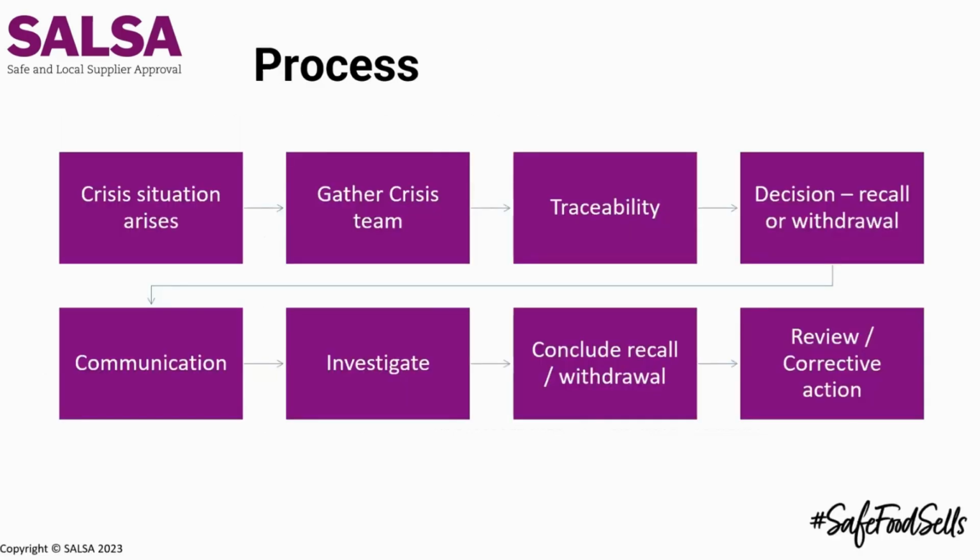From a process side, we have the crisis situation. So obviously the situation occurs, you're gathering your team together, you carry out your traceability exercise. Then you can decide whether you're going to recall or withdraw. You need to do the traceability first to understand whether it's gone to customers or whether it's still in your warehouses, storage and distribution. Communicate, which we'll talk about a bit more. Investigate, conclude the recall or withdrawal, and then review your corrective action.